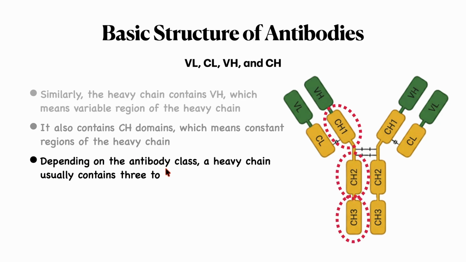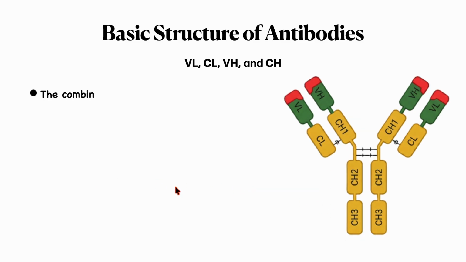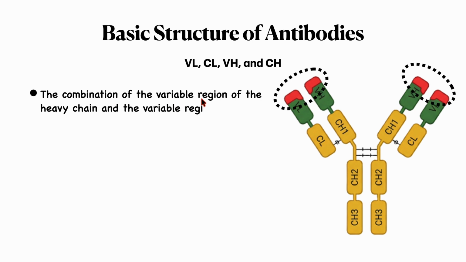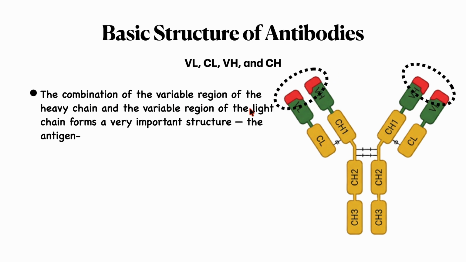Depending on the antibody class, a heavy chain usually contains 3 to 4 constant domains. The combination of the variable region of the heavy chain and the variable region of the light chain forms a very important structure, the antigen-binding site, which is shown in red color in the diagram.